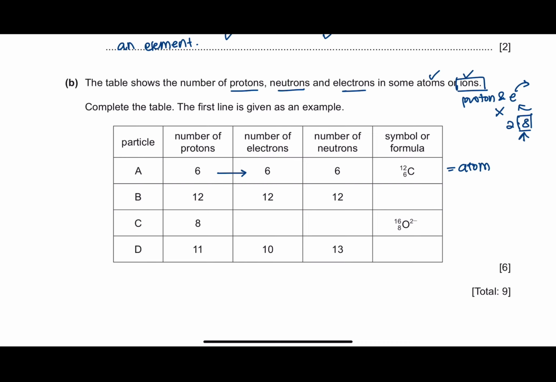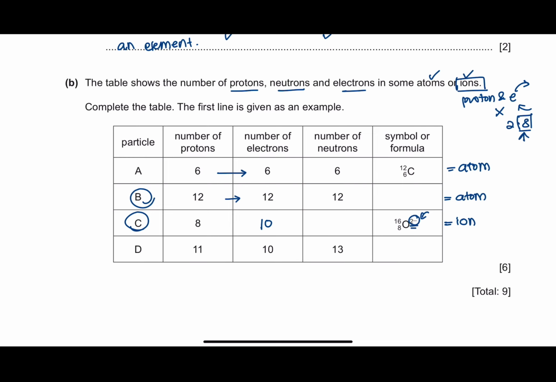Now let's look at particle B. Particle B also has an equal number of protons and electrons. This means that it is an atom as well. Particle C shows that it is an ion, an ion which has received 2 electrons. That means it has 10 electrons.